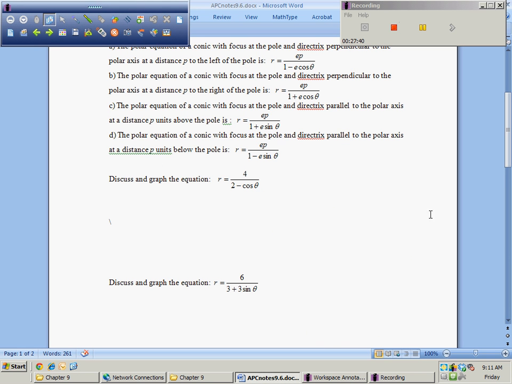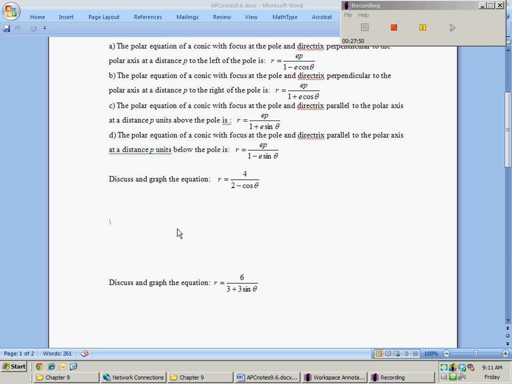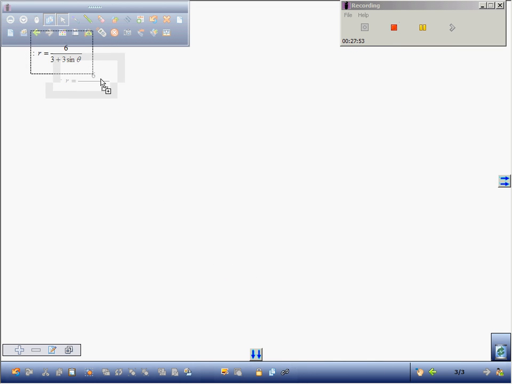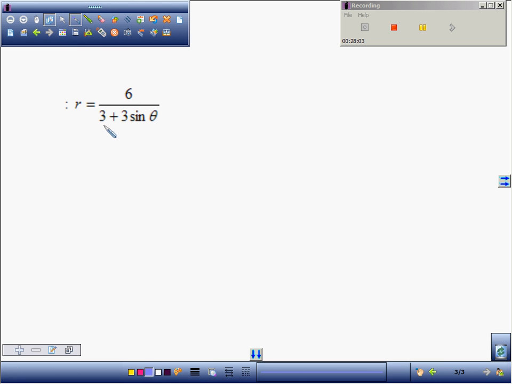and let's discuss this one here. All right? And so I'm going to capture this. And again, you kind of follow the same process. I want to get this number to be 1 over here. So what do I divide everything by? Divide everything by 3, right? So I'm going to divide this by 3, this by 3, and this by 3. And so what I get is r equals 2 over 1 plus sine theta, right?